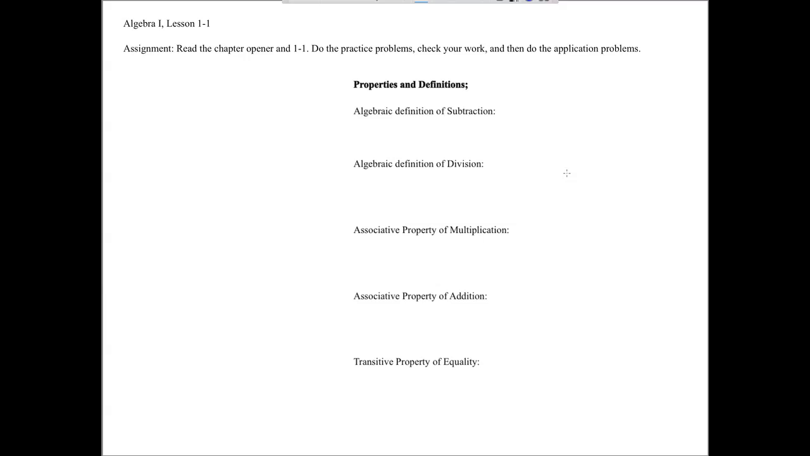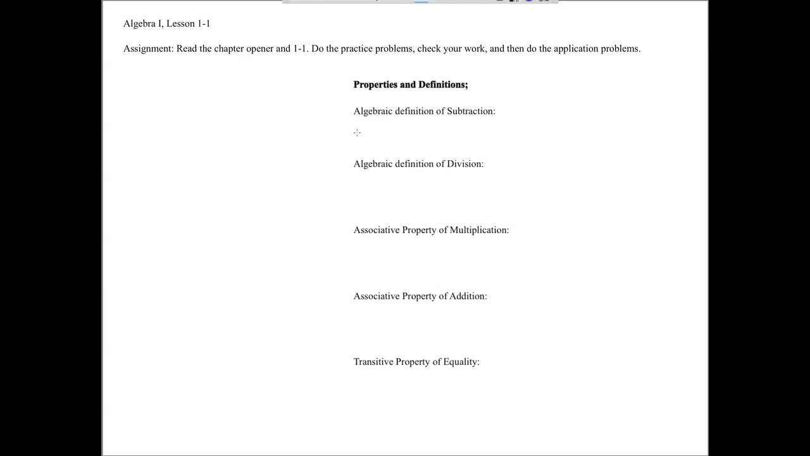The first is the algebraic definition of subtraction. Why do we need this, you might ask? Well, we'll find out when we get to the associative property why it's useful. But by turning a subtraction problem into an addition problem, something that still equals the same thing, we make it easier to manipulate some of our equations around.